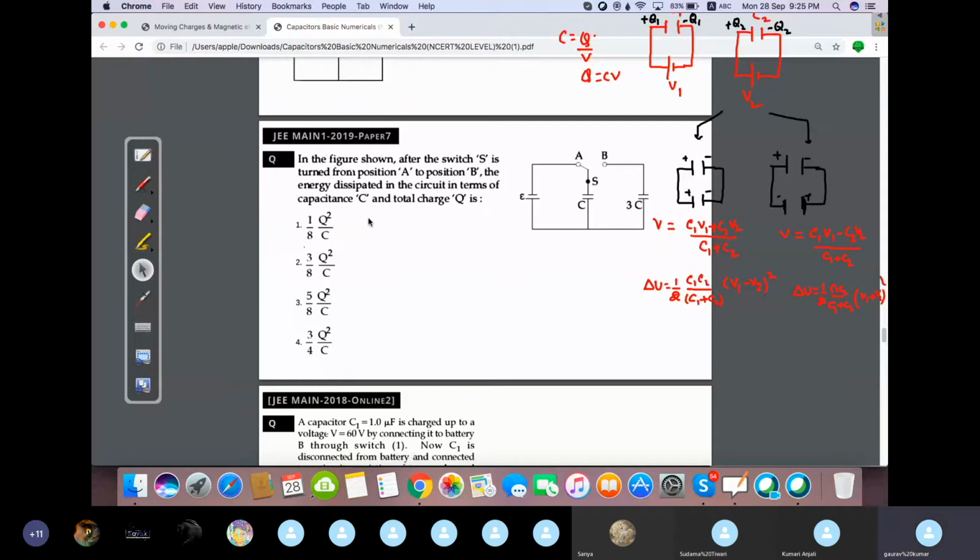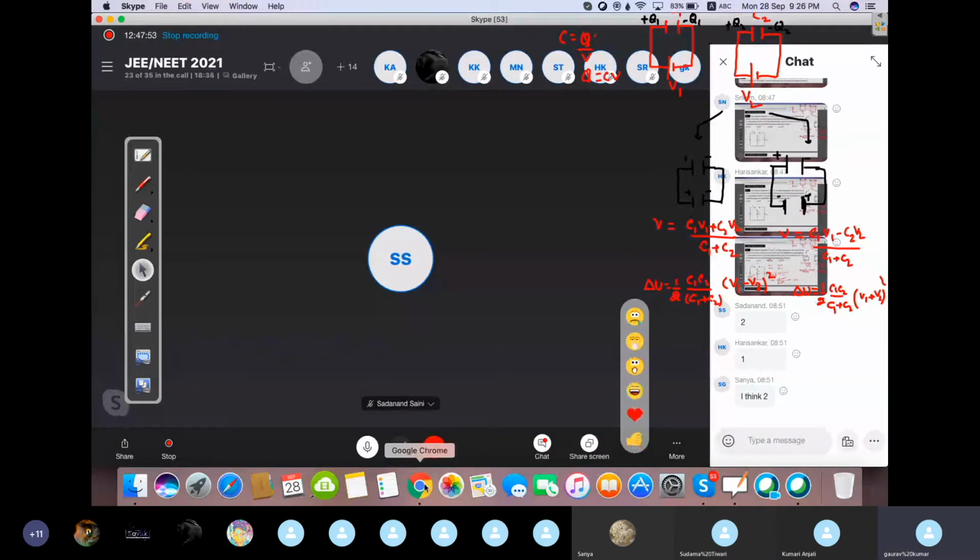चलो सॉल्व करो सबको जल्दी इसको. इतना इजी यार, इतना समय लगा रहे हो. सेकंड आ रहा है 3/8. शंकर का 1 आ रहा है Q स्क्वायर टू C. आई थिंक 2. थिंक क्या होता है भाई? ओके, सॉल्व कर इसको यार जल्दी से. आसान क्वेश्चन. 3 people have said given the answer.